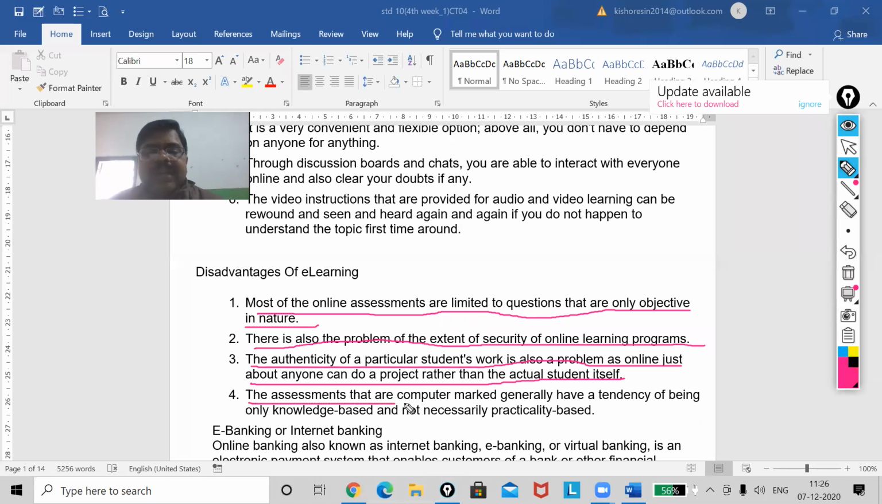The assessments that are computer marked generally have a tendency of being only knowledge based and not necessarily practically based. That means if you want to have your practical topics discussed and students join and also do it, it cannot be possible. Only the theoretical part can be possible using e-learning. But even the practical part can be shown, my dear, using videos.